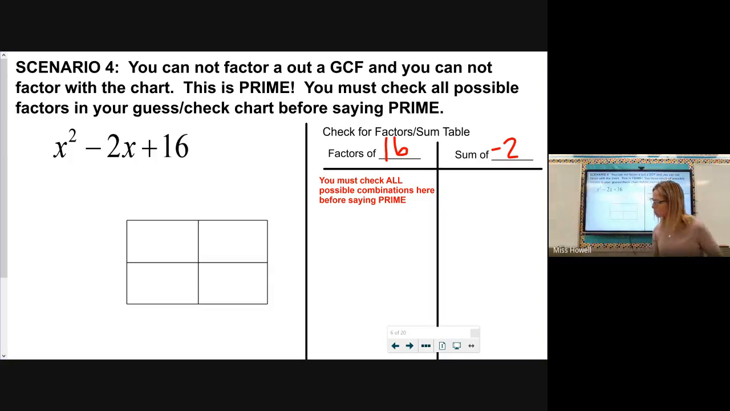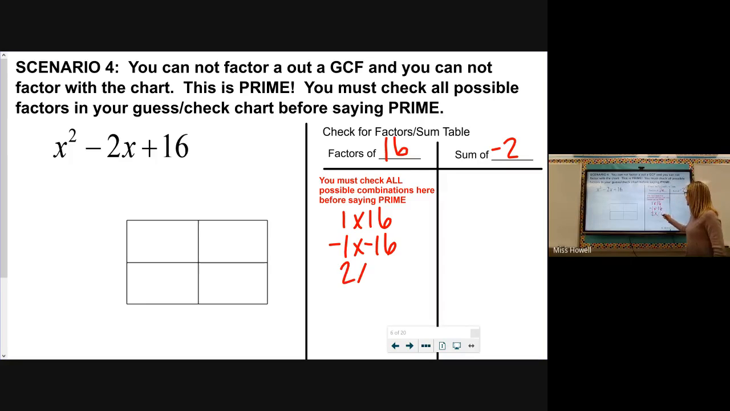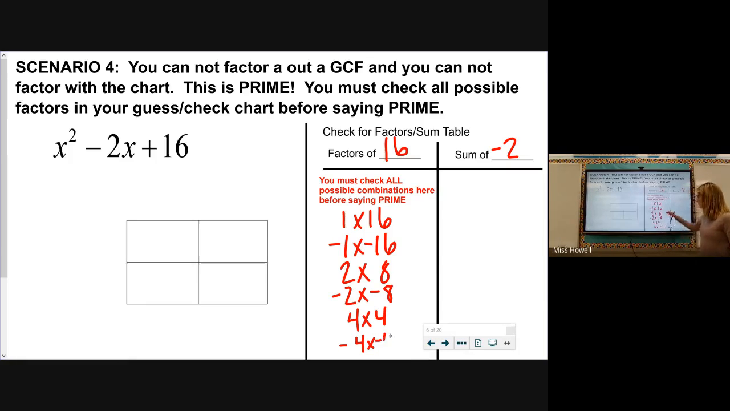Make sure you do the whole list because sometimes we just miss something and then we say something's prime when it's not actually. All right, so 1 times 16, negative 1 times negative 16, 2 times 8, negative 2 times negative 8, 4 times 4, and negative 4 times negative 4 would be our options here. Those would be all our things that would end up giving us a 16 if we were to multiply them. So I've got to check them all. If any of them give us negative 2, we're not stuck. We keep going. If none of them give us a negative 2, then that's when we'd say we're stuck. We can't do any factoring.